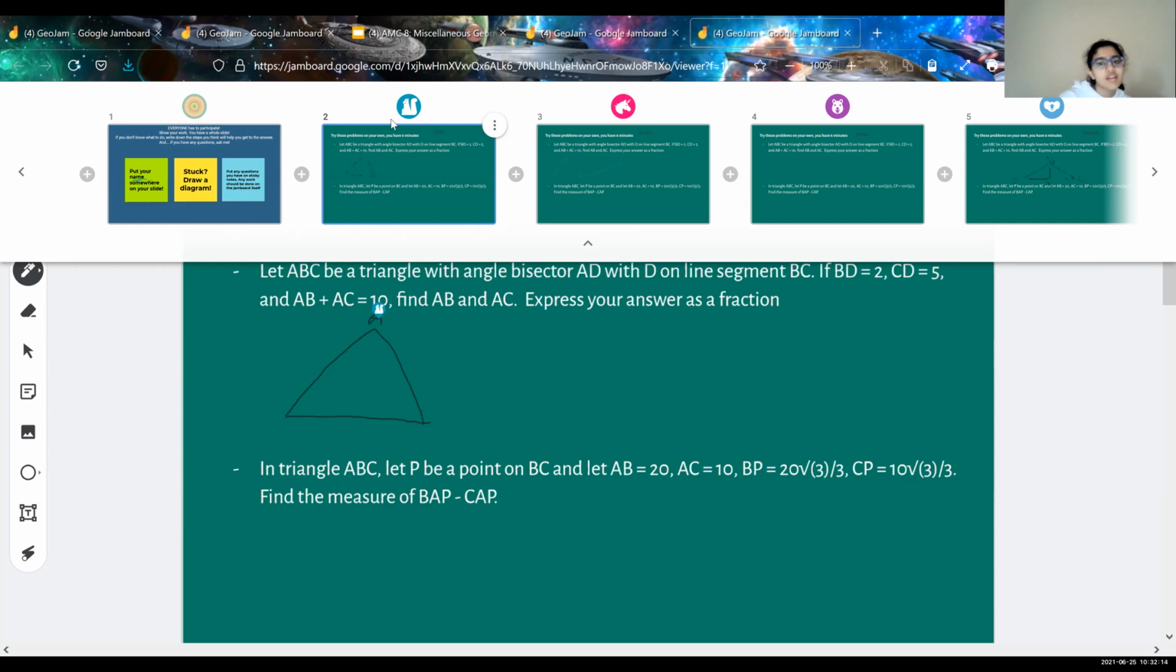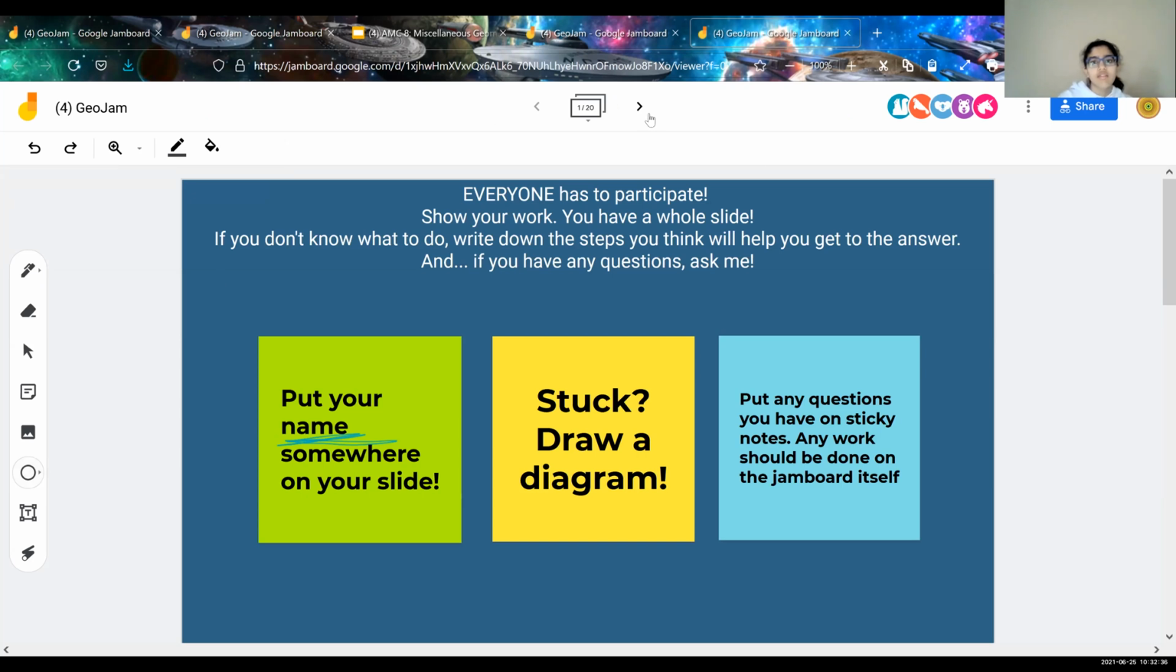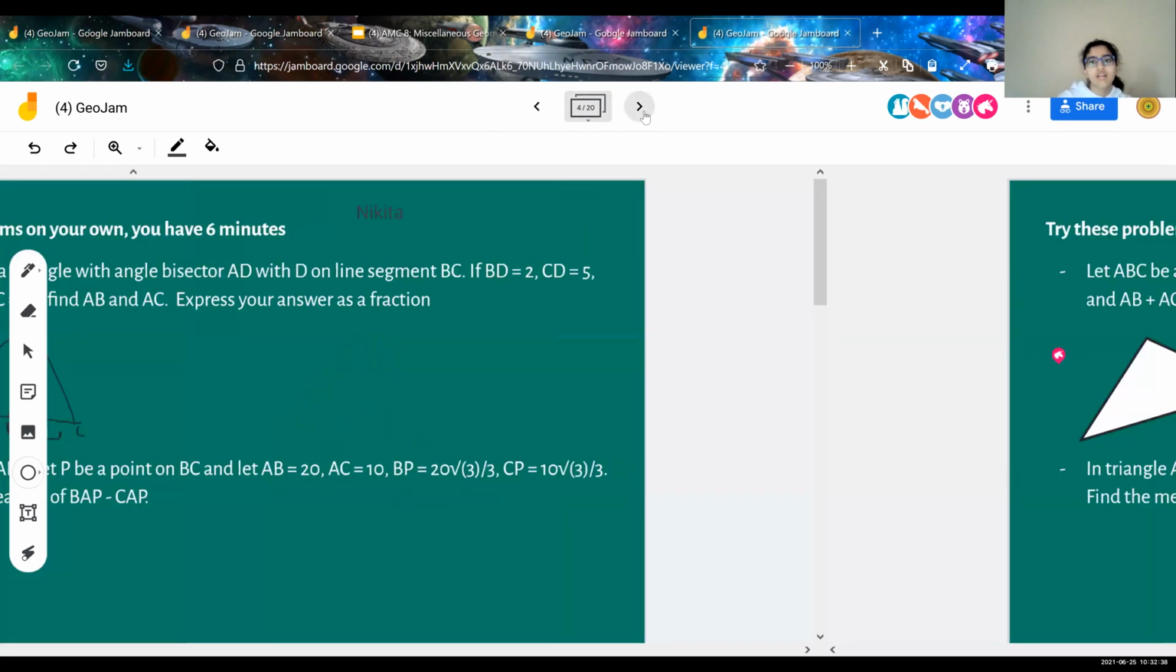Okay, so number 2 is the same as one of the problems we did earlier. So just solve number 1. This should take like max 5 minutes. And I see one person use the shape feature, which you can use over here. So you can use the shapes if that helps.